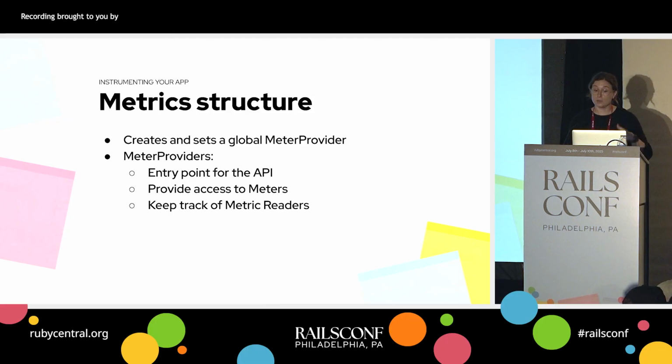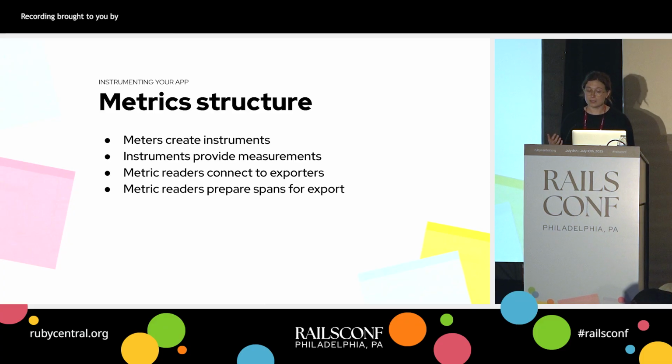So the metric structure from that configure method: create and set a global meter provider. The meter providers are an entry point for the API. They provide access to your meters, and they keep track of metric readers. Now, since metrics are structured a little differently from traces, meters create instruments. If you're used to using an observability vendor of a different sort, usually I think of an instrument as just a metric. Instruments provide measurements, so every time an instrument is called, you get new data points for your metric. And then the metric readers connect to exporters. Oh, and they don't prepare spans, they prepare metrics for export.